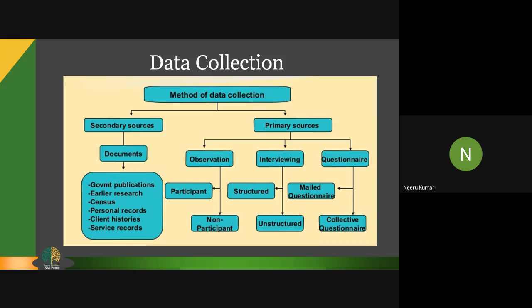So again, it talks about the personal records, the client histories, service records. Say, for example, when you start working in an organization, you get an offer letter, you start working, every day you have to mark your attendance, every day you share the daily reports, every day you share the information. Those are parts of your service which talk about your record. So keep this in your mind that whenever we are talking about data collection, it is done primarily in two different ways, through primary sources and secondary sources.